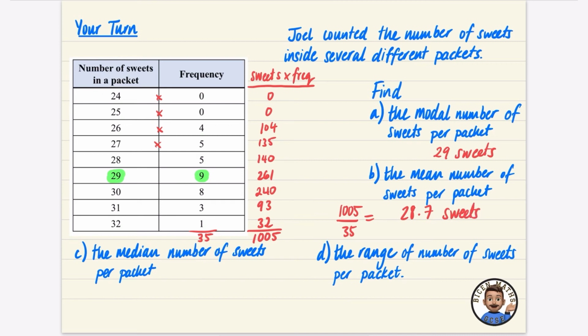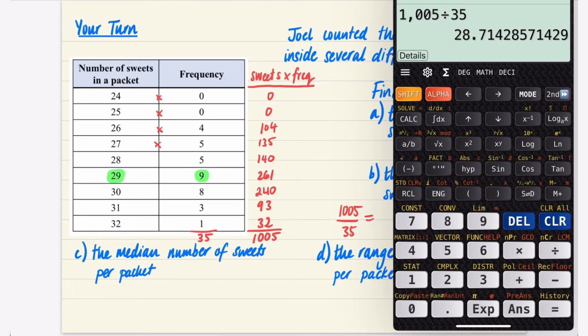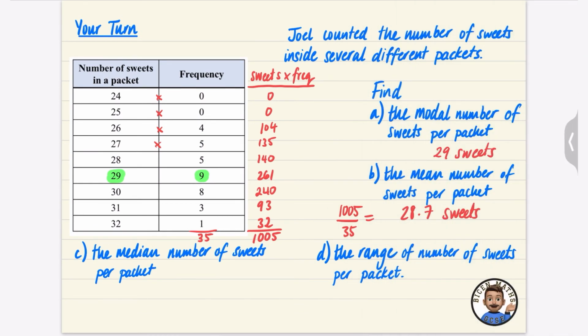Now sometimes people are like, oh, I should round that to a whole number of sweets, but you don't have to round that to a whole number of sweets. It's probably going to say give it to one decimal place. The mean is not always going to be a whole number.